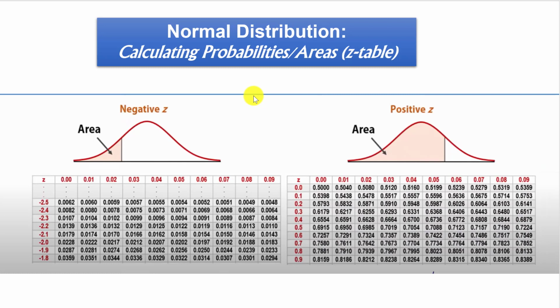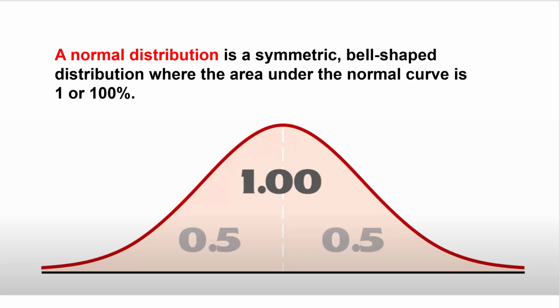For the normal distribution table, or z-table, we have 2 tables, one with negative values and the second with positive values. A normal distribution is a symmetric bell-shaped distribution where the area under the normal curve equals 1 or 100%. So each half equals 0.5, 0.5 on the right and 0.5 on the left.